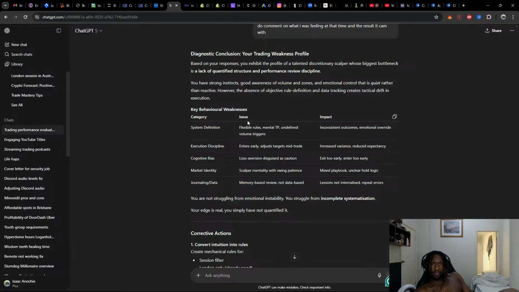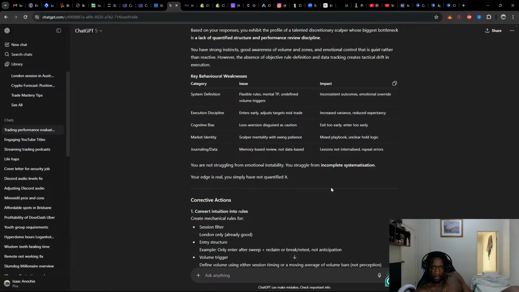System category, behavioral weaknesses. System definition: flexible rules, mental TP, undefined rule triggers. Execution discipline: enters early, adjusts target mid-trade. Cognitive bias: loss aversion disguised as caution, exits too early, enters too early. Market identity: scalper mentality with swing patience, mixed playbook, unclear hold logic. Memory-based review, not data-based.